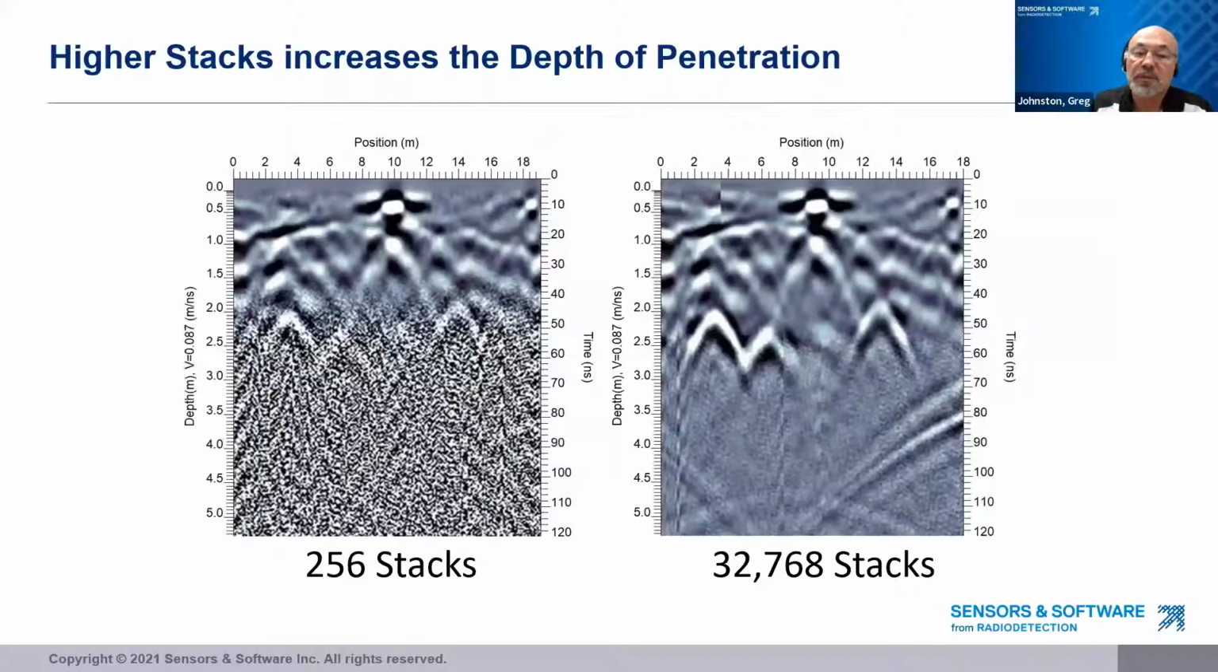Here's another example where targets are clearly visible when the data has been stacked 32,768 times on the right, compared to only stacking 256 times on the left. This is why stacking is a good thing, and why you always want to set your stacking as high as practical when collecting GPR data.